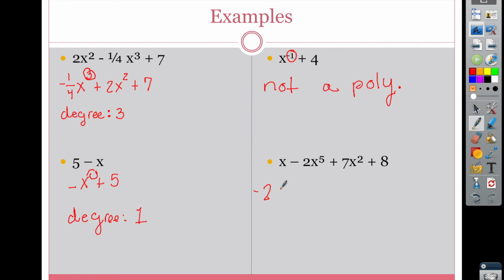Okay, let's rewrite this. It will be negative 2x to the fifth power, plus 7x squared, plus x, plus 8. Our highest exponent is 5. So our degree would be 5.